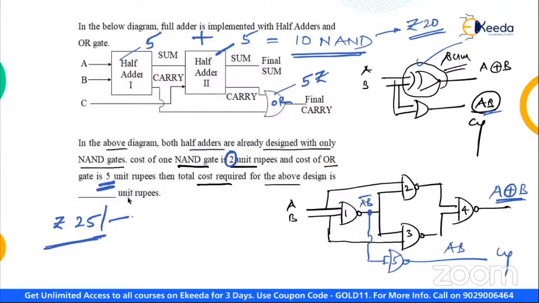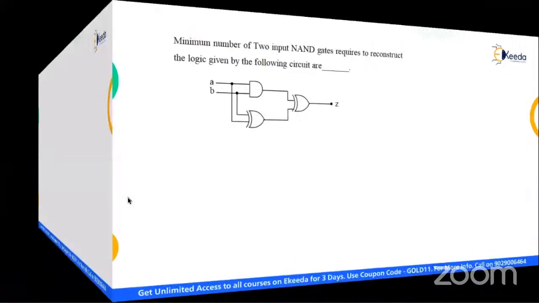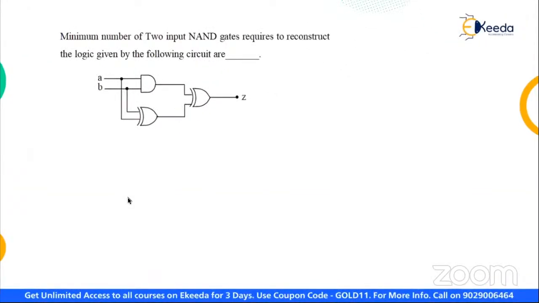Okay, that's great. Let us move ahead with the next problem in that case. Let us read what the question is. Minimum number of 2-input NAND gates required to reconstruct the given logic circuit is. Let us see, first of all, what the output expression is.